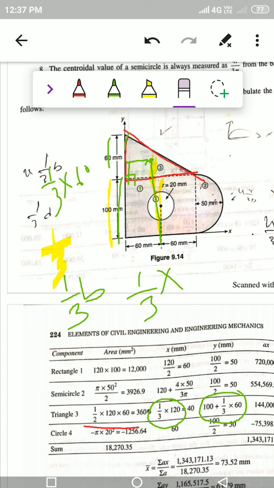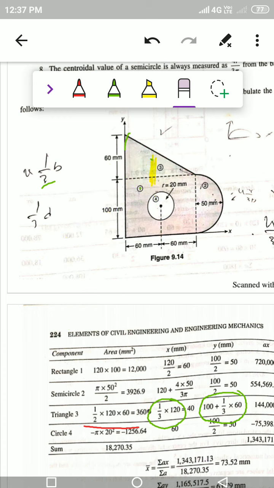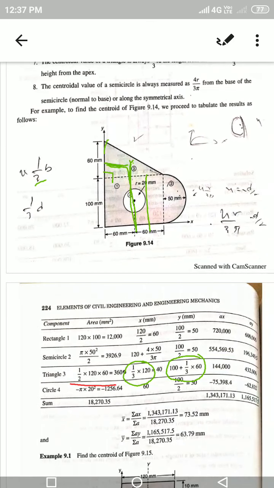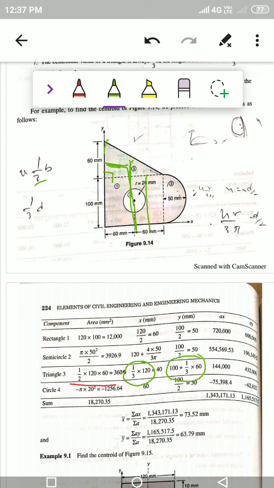So just don't get confused. What is the distance? You want the x bar distance and y bar distance. X bar is from here to here and y bar is from here to here. Clear? So this is known, 100, plus this distance, 1/3 of the base. Again, because it is 90 degrees, 1/3 of the base, and the base is 60 here. After this, what you have to do? Calculate the area, and ax and ay, which you can calculate easily by substituting in the formula.